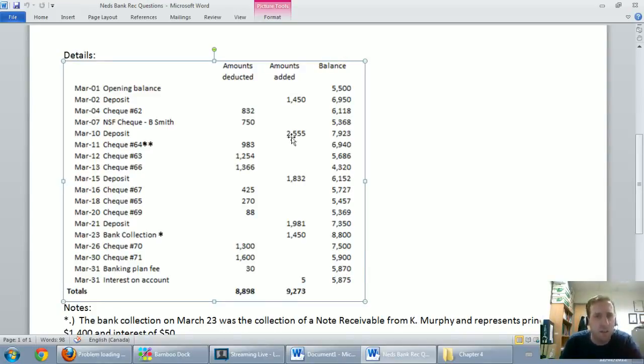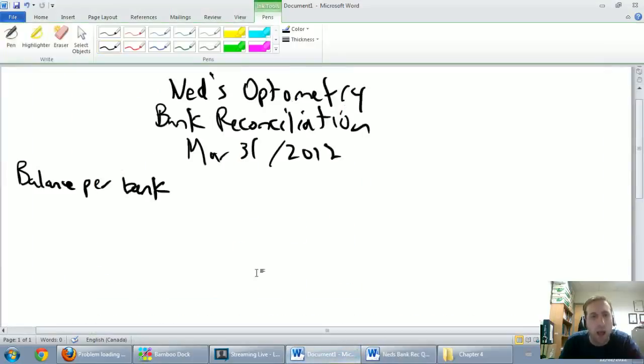Anyway, the ending balance, according to the bank statement, was $58.75, and that's the one we're interested in. Not the beginning balance, not any of these totals. We're interested in the ending balance according to the bank statement. So again, I choose the words balance per bank. That just means according to. And the balance according to the bank was $58.75.